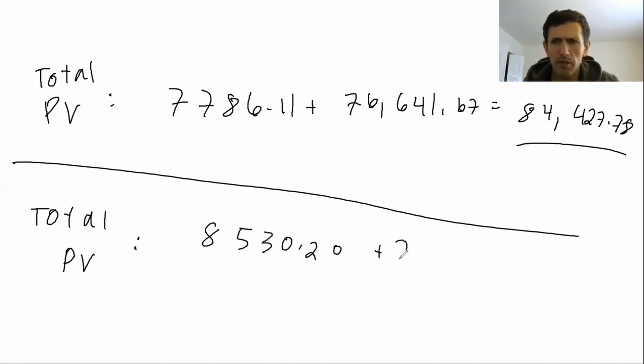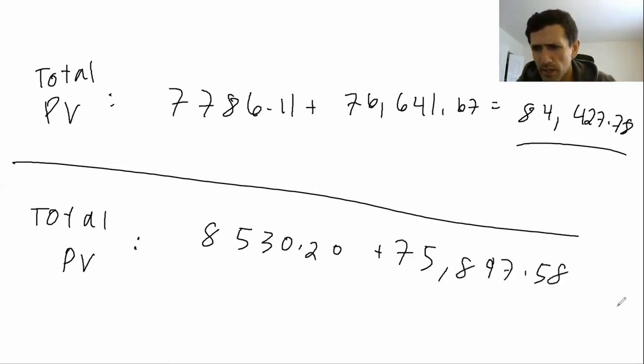8,530.20 plus 75,897.58. See what that adds up to. Well, let's just take this plus 8,5.20. I don't know what I did wrong, but anyway, just one second.